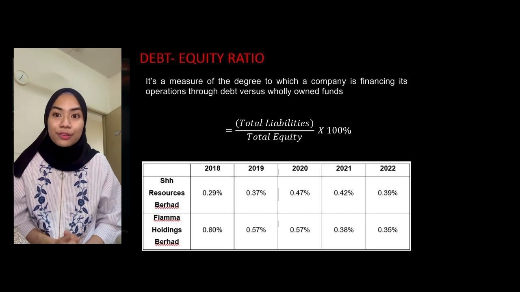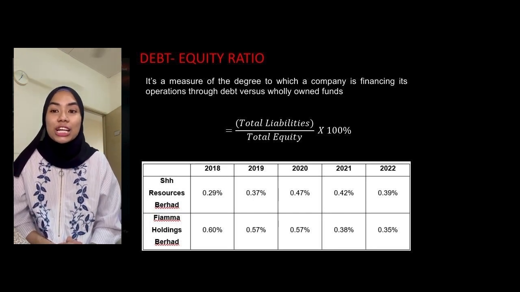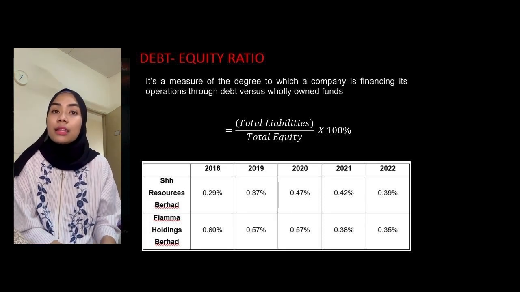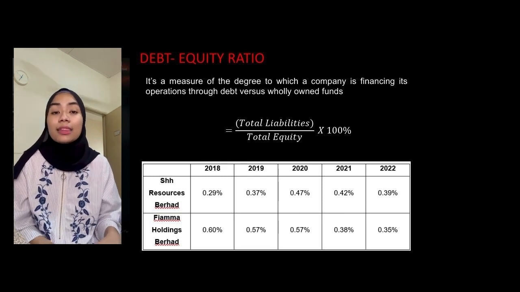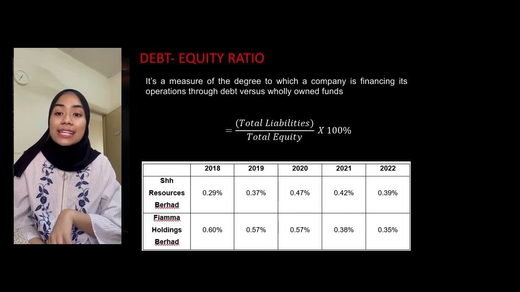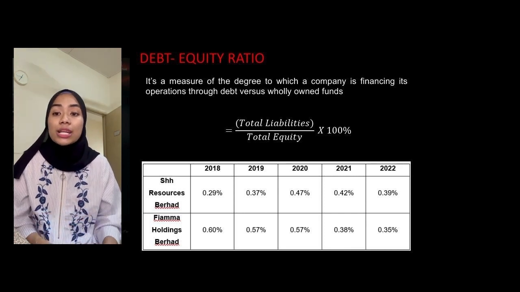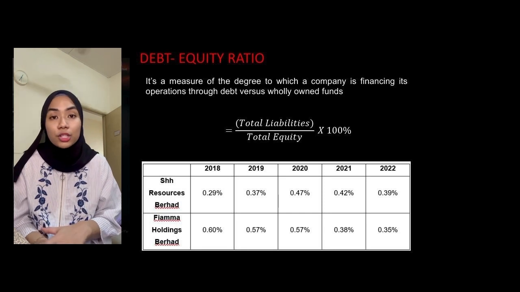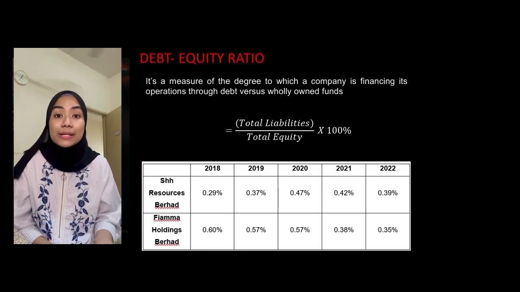Debt equity ratio is a measure of the degree to which a company is financing its operation through debt versus wholly owned funds. The formula for this particular one is total liability divided by total equity times 100%. For SHH Resources Berhad, their ratio is higher in 2018 to 2020, which is from 0.29% to 0.47%, and takes a huge fall in 2021 to 2022, which is from 0.42% to 0.39%.